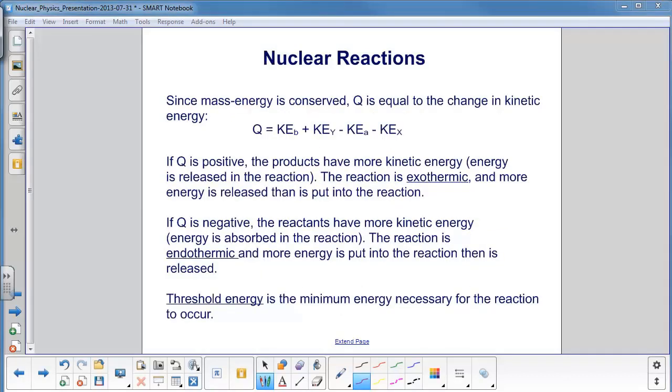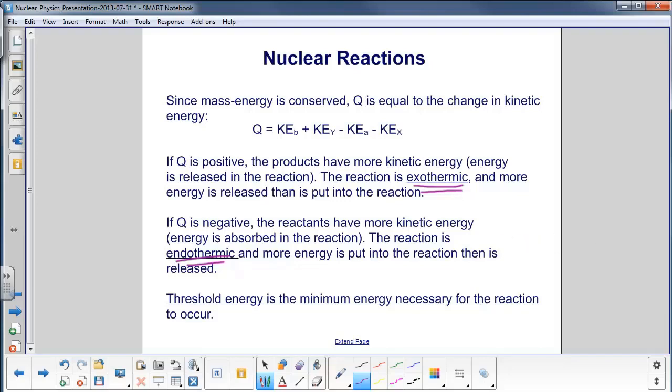Since mass energy is conserved, Q is equal to the change in kinetic energy. Now, if Q is positive, and remember Q is the mass defect, which is the mass of the reactants minus the mass of the products, the products will have more kinetic energy, so energy will be released in the reaction. This reaction is exothermic, and more energy is released than is put into the reaction. If Q is negative, the reactants have more kinetic energy, which means energy is absorbed in the reaction. This gives you an endothermic reaction, and more energy is put into the reaction than is released.